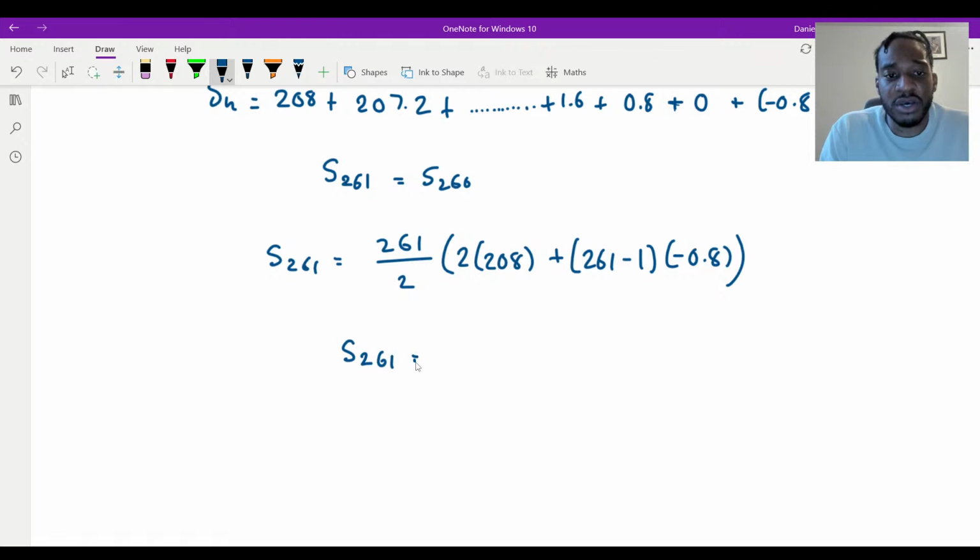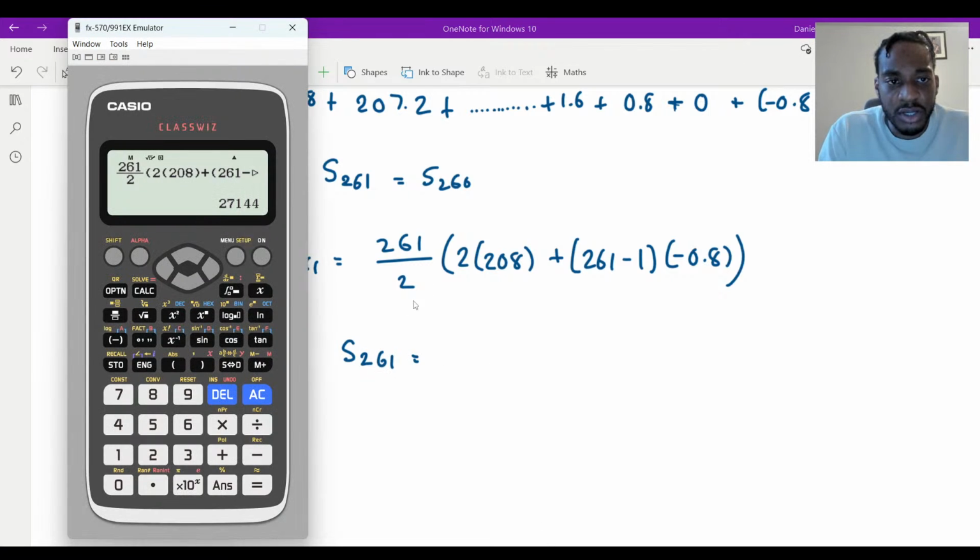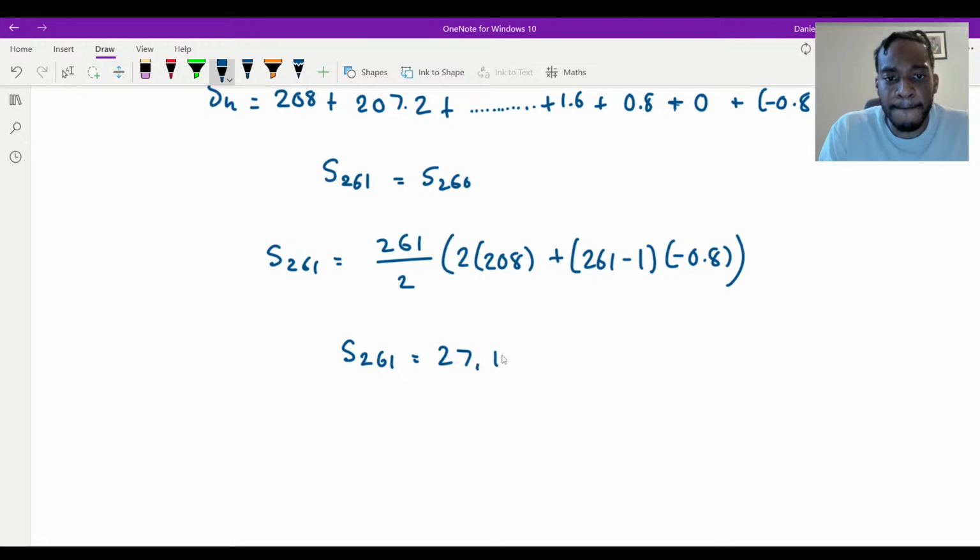Sum to 261 terms is going to be, what was that number again? 27,144. And that will be it.